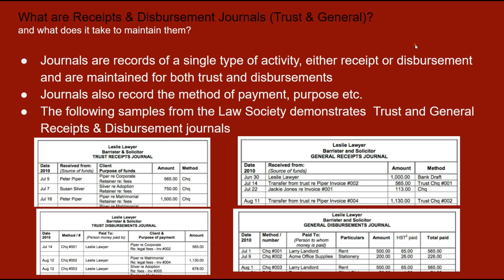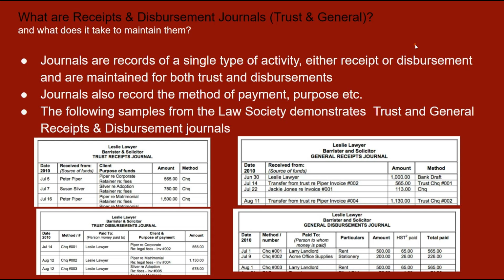So that's the trust receipt journal, all money coming in. Okay. Likewise, you have a trust disbursement journal where money is leaving the trust account. So very similar to the trust receipt journal, you have the date of when this money left. What was the method? So how did you pay for it? Because it's leaving your trust account. Who was this paid to? So in the receipt journal, you had where did this come from? In the disbursements journal, who was this paid to?